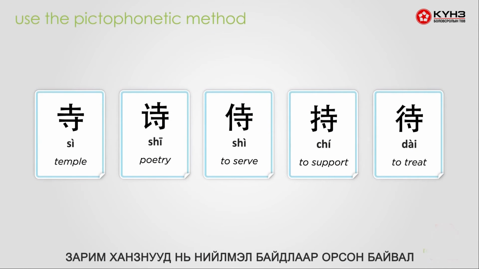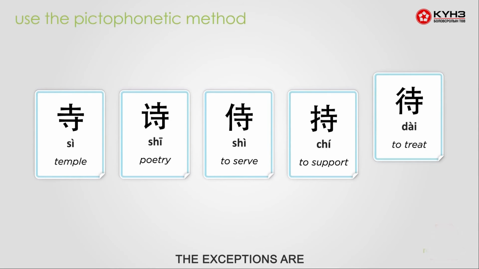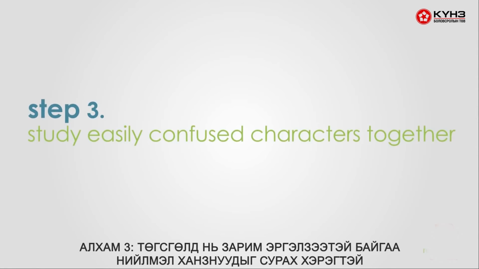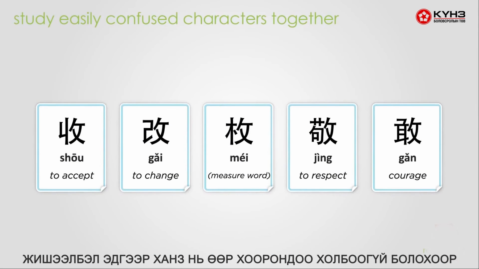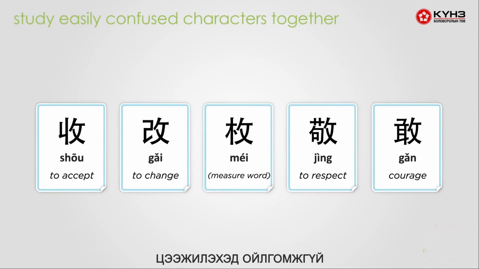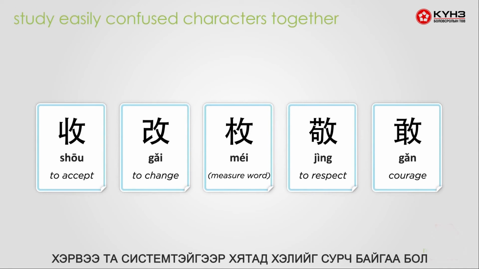There are also times when it works well for some characters, but not for others. Even so, it makes sense to study these characters together so you know where the exceptions are. Step 3. Finally, you should study easily confused characters together. For example, these characters have no real relationship to each other, but are easily confused. Studying them together helps you to learn how to differentiate them so they're easier to remember.